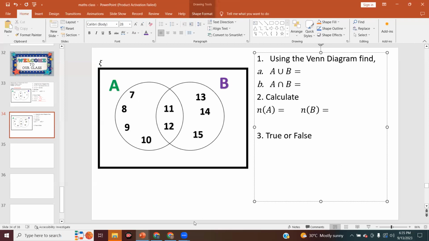Okay, so let's answer these questions. Alasia, what are the elements of A? 7, 8, 9, 10, 11, and 12. Right. Analia, what are the elements of B? 11, 12, 13, 14, 15. Very good.